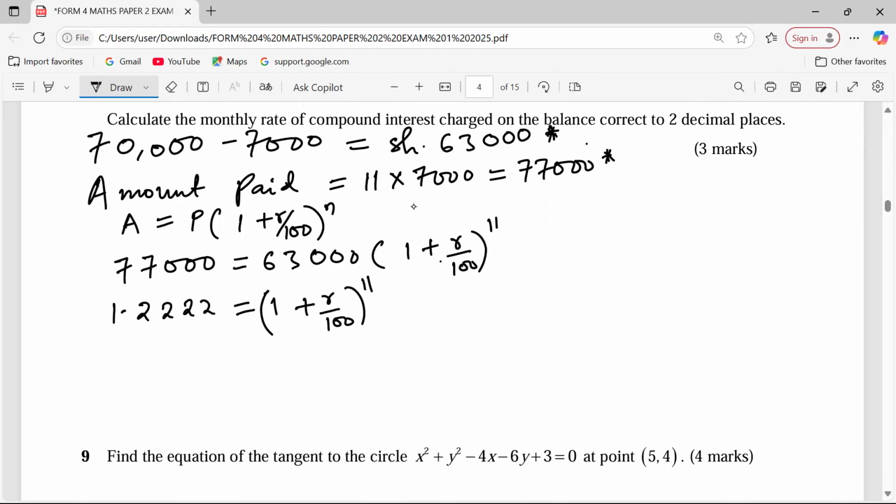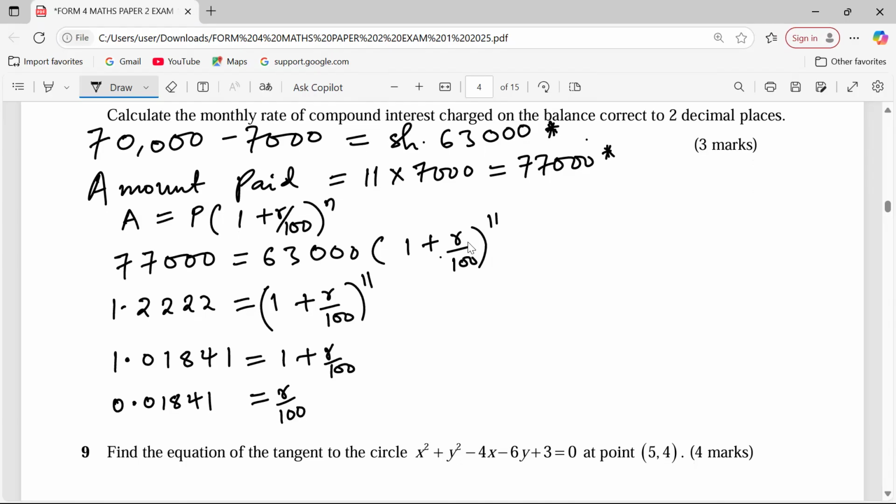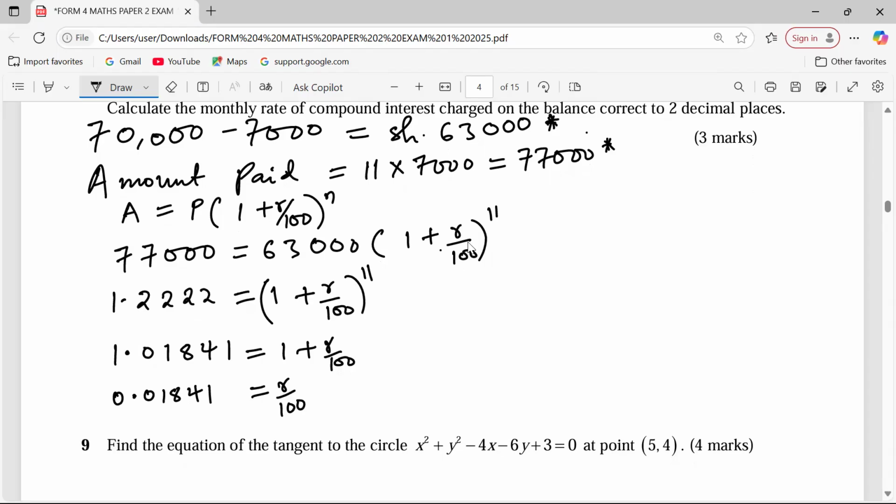Because everything is now to power 11, then we can take root 11 both sides. We take root 11. So 11 shift power of 1.2222. This is giving us 1.01841 equals 1 plus r over 100. How can we remain with r over 100 here? By subtracting 1 to the left. So r over 100 equals 0.01841. How can we remain with r itself now?